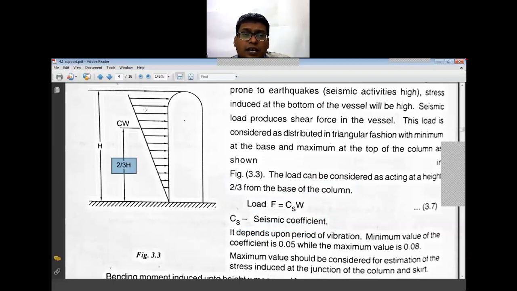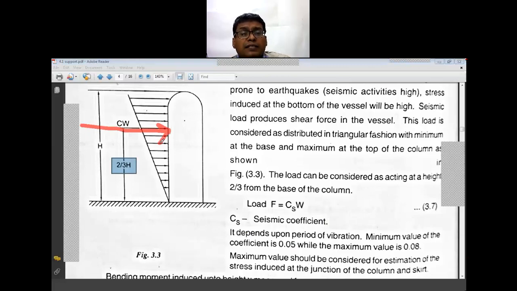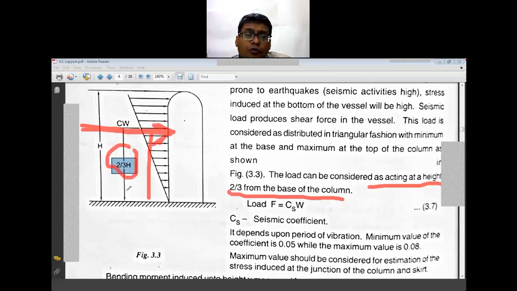In the previous case, it is half the total distance, but in this case of the seismic load, the vibrations are maximum at the top, and that is why we are considering this acting at a height of 2/3 from the base of the column. So this is the resultant force that is to be taken into account from the 2/3 height from the bottom, or you can say from the surface of the earth.